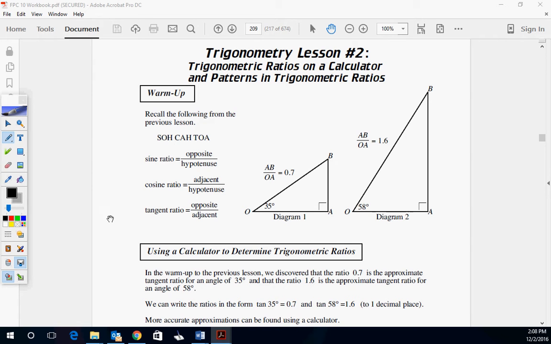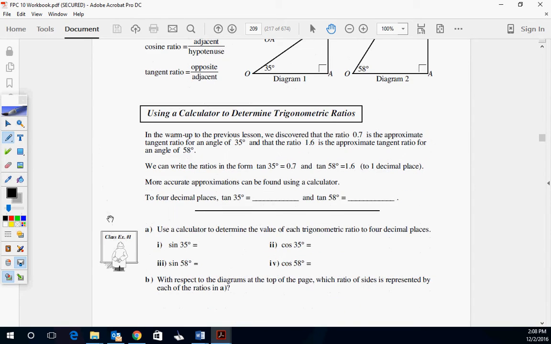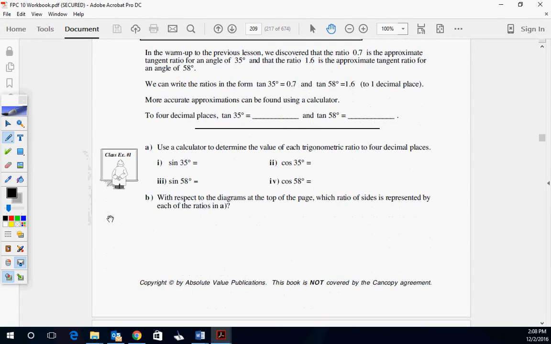Yesterday. It's just talking about the relationship of how 0.7 came and 1.6 came. But all we're going to do is start with the easy stuff. Let's start with the calculator here. To 4 decimal places in your calculator right now, please enter tan 35 and tan 58.